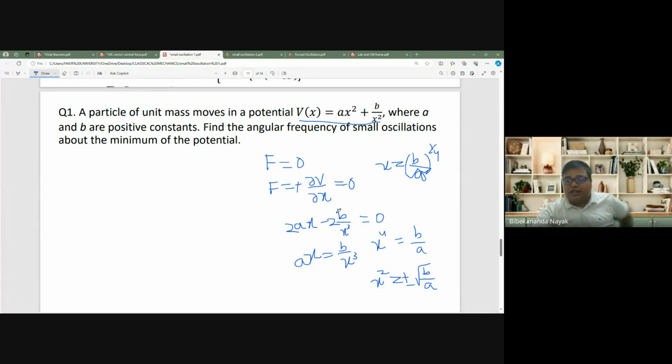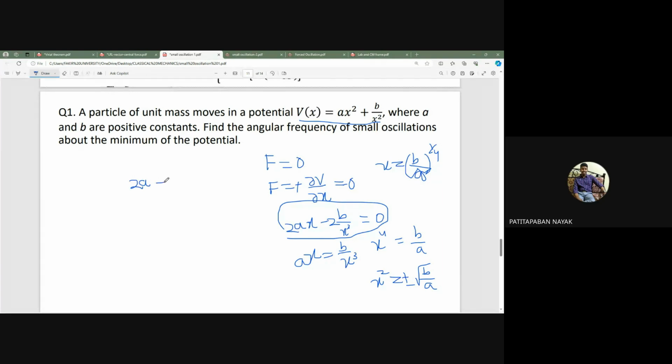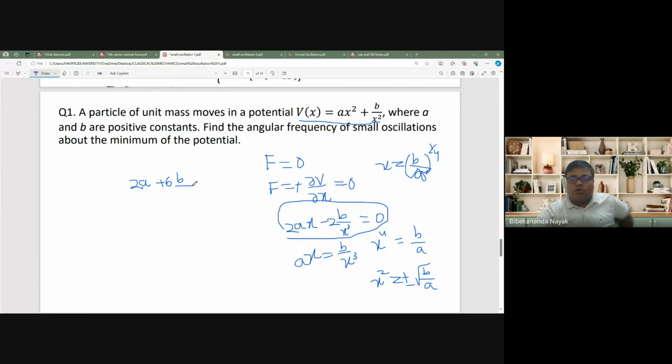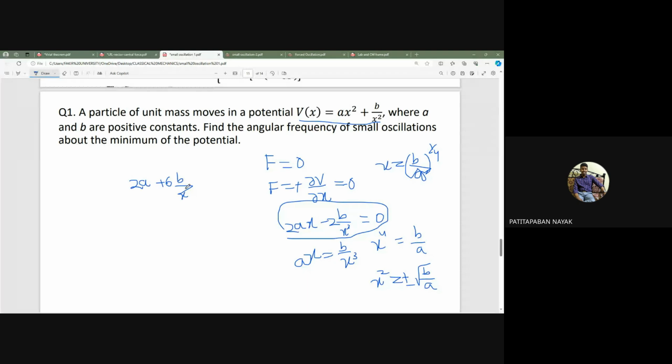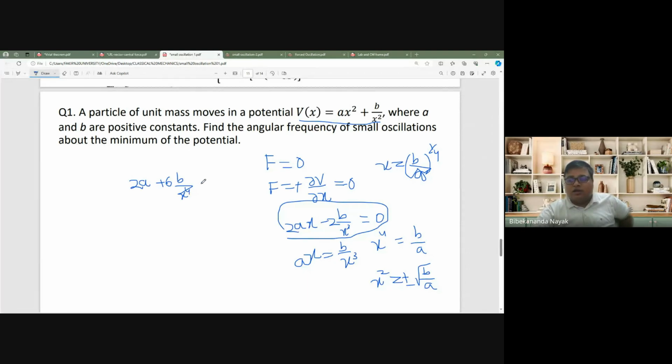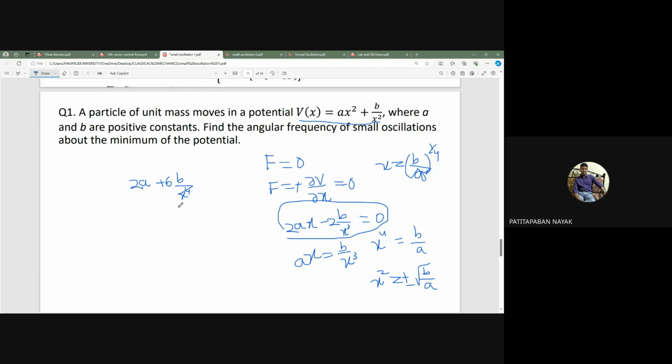What do you do? The second derivative. So the second derivative of this quantity is how much? It will be 2a plus 6b by x to the power 4. This is the derivative. We have to check whether it is greater than 0 or less than 0. It's greater than 0, sir.